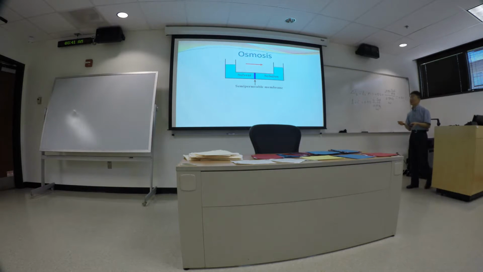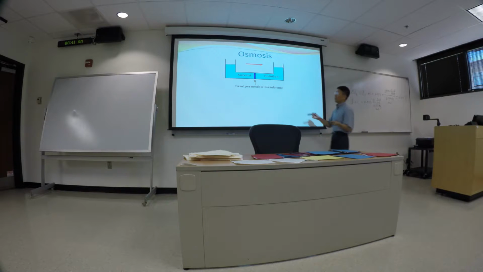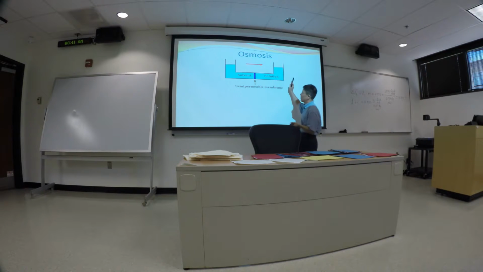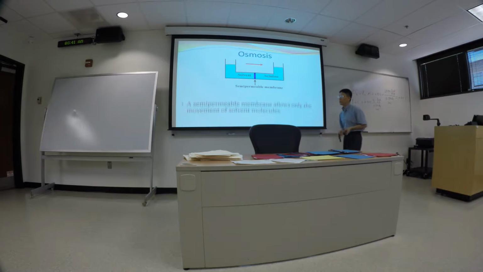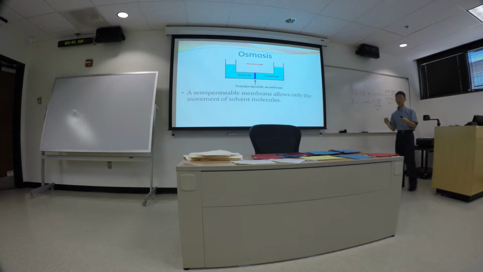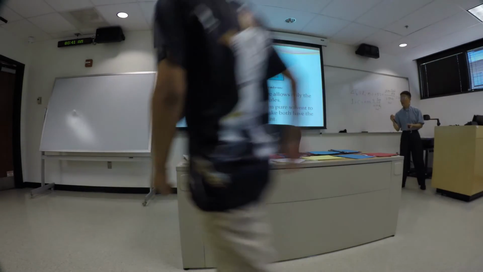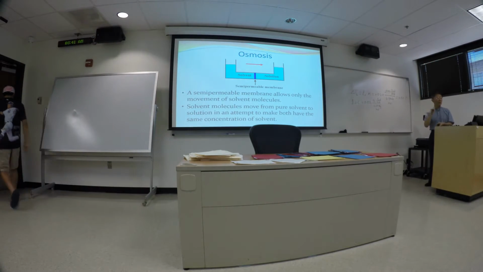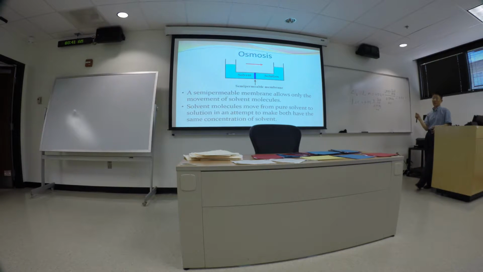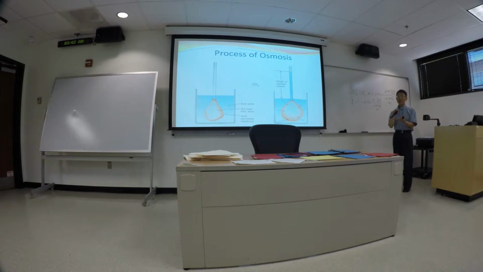Okay, so in this diagram, we have the pure solvent on the left side, and we have the solution. If you separate the two by a semi-permeable membrane, the water molecules, in this case the solvent, will be able to move in and out in order to reach an equal concentration. So the solvent molecules move from the pure solvent to the solution side to equalize the concentration. And when that happens, you will actually generate a little bit of pressure, and this is what we call the osmotic pressure.